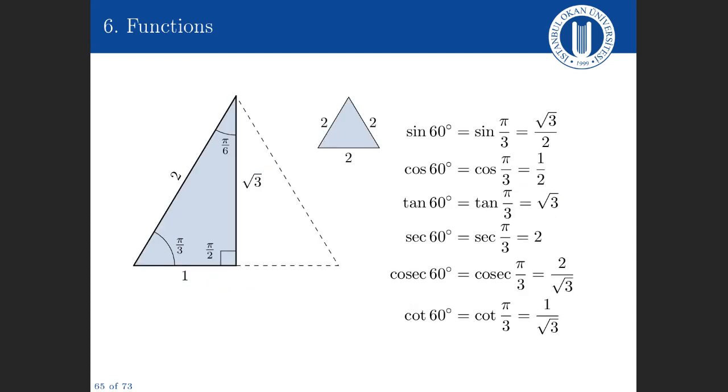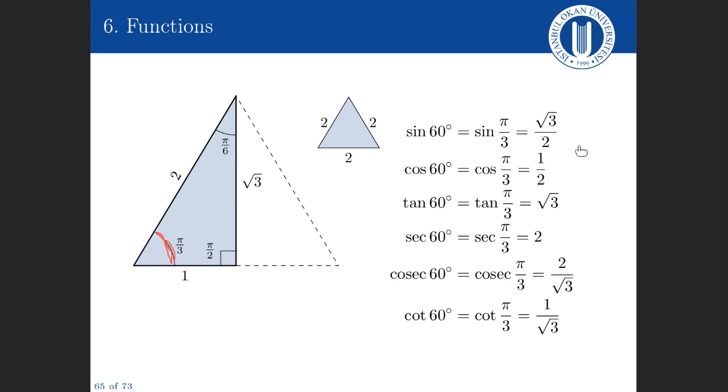Another common one. Let's suppose we start with an equilateral triangle of side 2 and then chop this in half. Then I have a triangle of base 1, hypotenuse 2, and by Pythagoras, the other side must be root 3. The angles inside are pi over 3, or 60 degrees, and pi over 6, or 30 degrees. I'm interested in this angle, pi over 3, or 60 degrees.